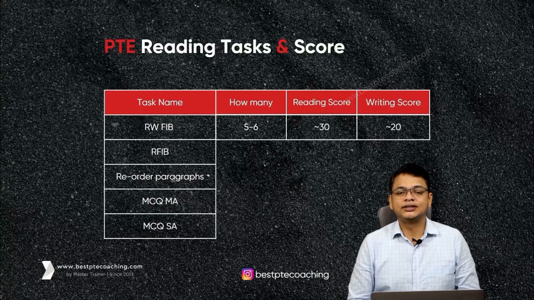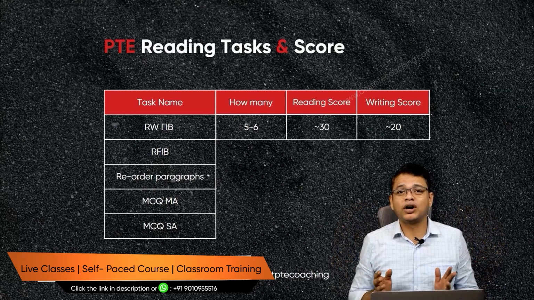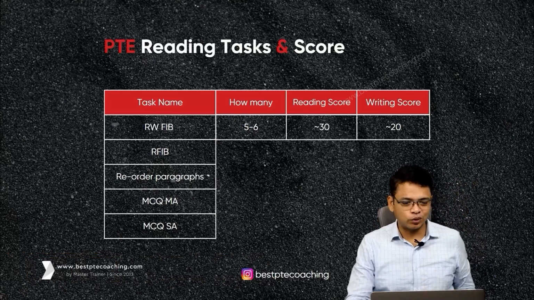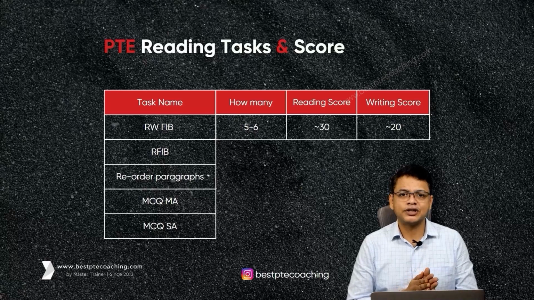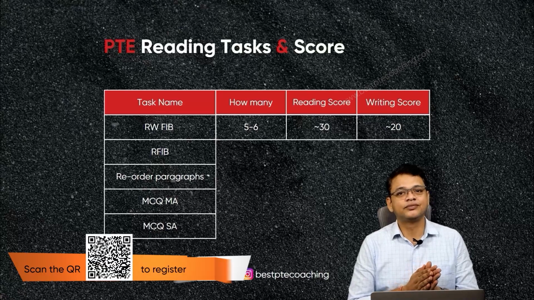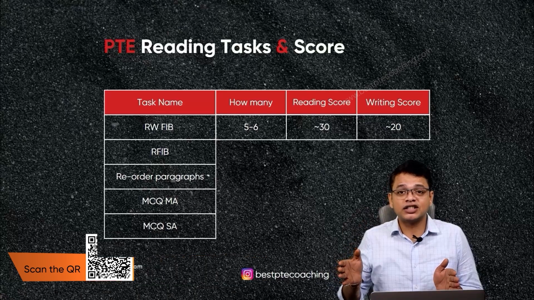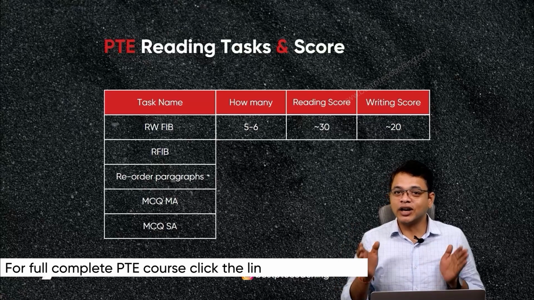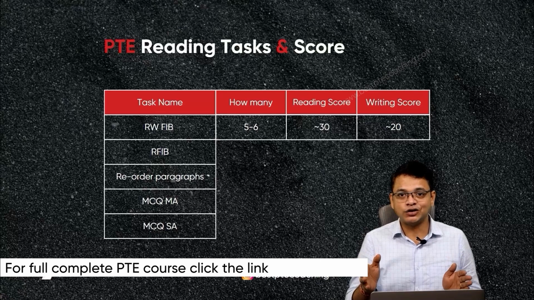So one of the tasks is reading and writing fill in the blanks, guys. This is the mega task, the super duper important task, or the backbone of your PTE reading score and writing score, both. So how many questions do you get in the real exam? You get 5 questions minimum, 6 questions maximum from this task, right? And this task demands grammar, vocabulary, and good reading skills, right? So you get how much score? Approximately 30 marks in reading and 20 marks in writing, right? You can imagine how important this task is for a good PTE reading score and writing score.